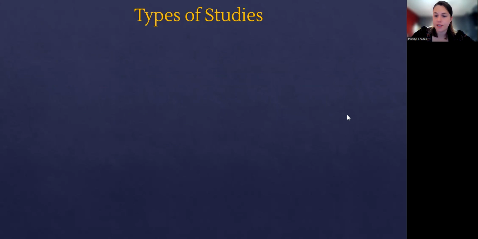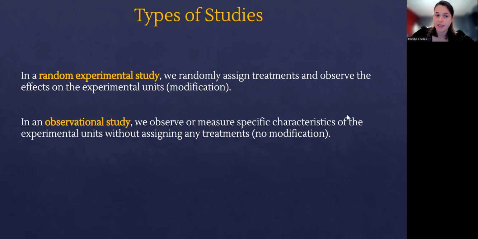So there are several different types of studies. There's the random experimental study, and there's an observational study. In the experimental study, we assign treatments and observe the effects. That's what you usually see with medication studies, where I'm going to give this group a medication, and I'm going to give this group a placebo. This is an experimental study. I have applied a treatment.